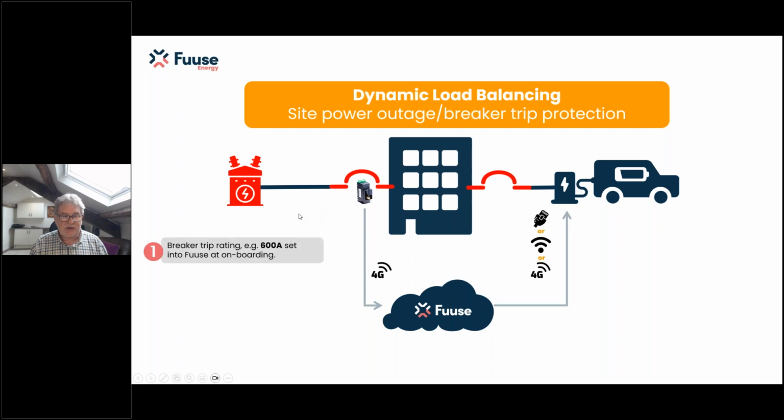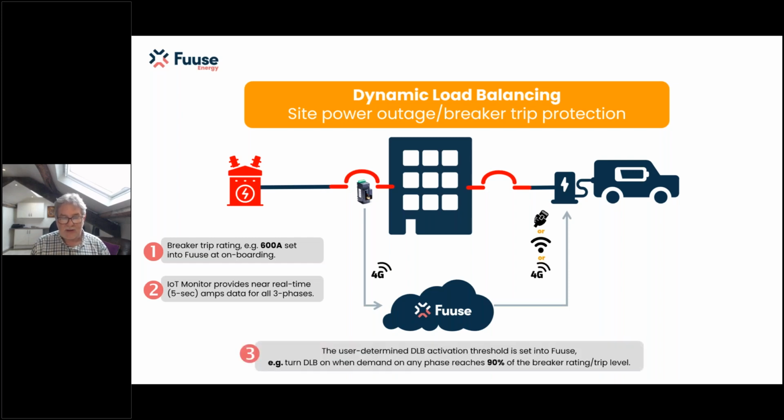So in this instance, we would set in the breaker rating into our database as this is installed. The monitor will provide into the database real-time or virtually real-time data every 5 seconds of amps per phase. At the setup of this, when the charge points are installed, the client is asked when they would want dynamic load balancing to activate, and we'll say 90% when it reaches 90% of the site breaker rating.